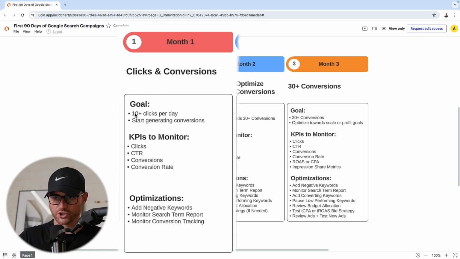Your goal should be 10 clicks per day, and you should start actually getting some conversion volume there. Now, you'll notice I'm not saying hitting ROAS goals or CPA goals. None of that matters. What matters is I need about 10 clicks per day in order to get enough volume. I've audited or consulted with too many companies who launch a campaign and they're like, well, it's not working. I'm like, you guys get 2 clicks a day. Of course this isn't working.